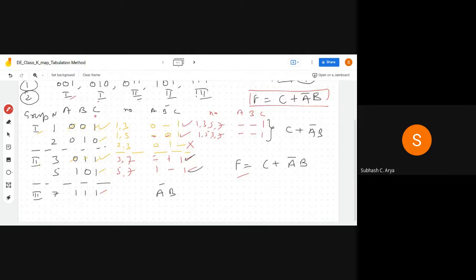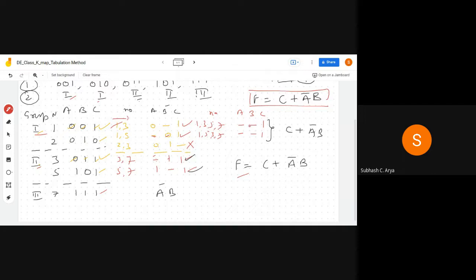Then ABC, and then try to compare, means a member of group 1 should be compared with a member of group 2, but there is a condition of comparability, means reduction. There should be only one bit change, then only it can be compared, like 1 and 3 was comparable, only one bit change was there, that is why it has gone to the next stage of this table, and so on.